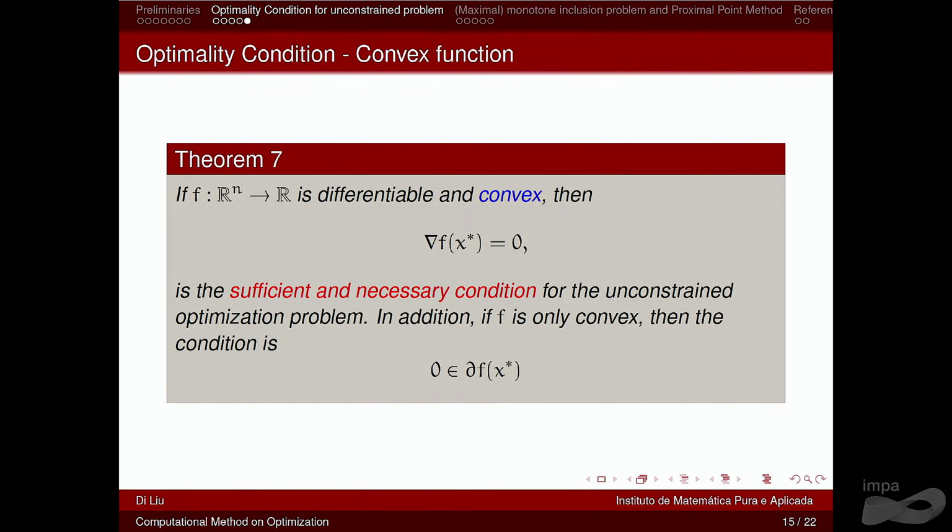If the function is convex, the case becomes more interesting. If we assume f is differentiable and convex, then this condition is not only necessary but also sufficient. So it becomes a necessary and sufficient condition for unconstrained optimization problems. If f is only convex, then the condition is that 0 belongs to the subgradient of f at the point x star.